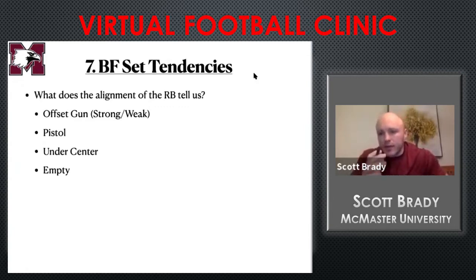Some teams will still do very specific things with the back offset versus the back in pistol, right? Some teams do a good job of always starting the back in pistol and then he moves at the very last second. And so the defenders don't necessarily have a chance to diagnose where he is and what they're going to expect to see there. But there's still plenty of teams that do offset the back at certain times when they want to throw the ball or run RPO. And then other teams, they'll put them in pistol when they want to run their run game or play action stuff off of it.